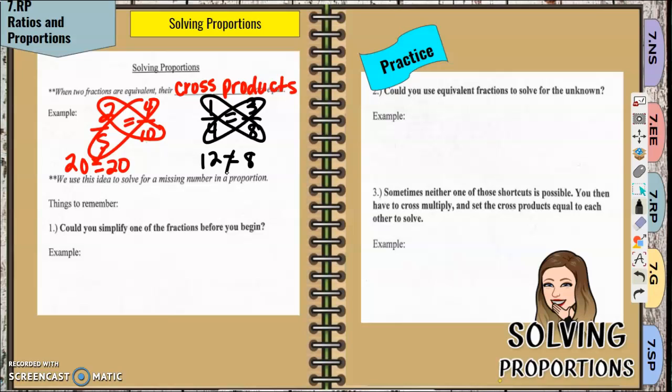We use this idea to solve for a missing number in a proportion. So when you have a proportion set up, it's a ratio or a fraction equal to another ratio or fraction, same thing. When they are set equal to each other, if there's a missing number, we will use a variable to fill in that spot. Things to remember. First, check to see if you could simplify one of the fractions before you begin.